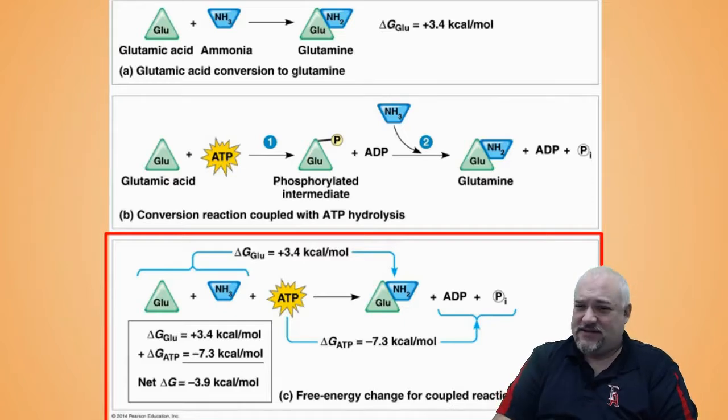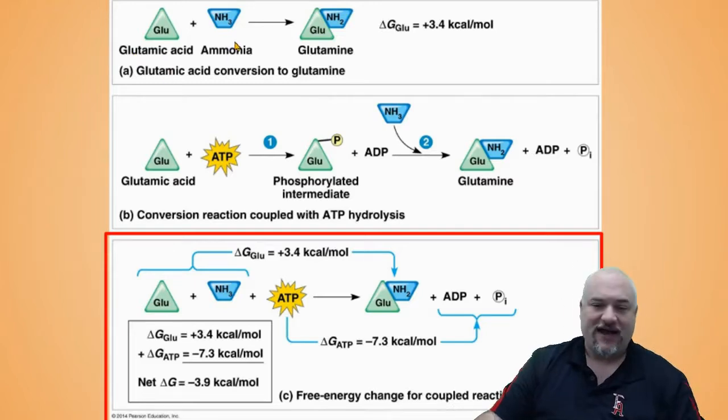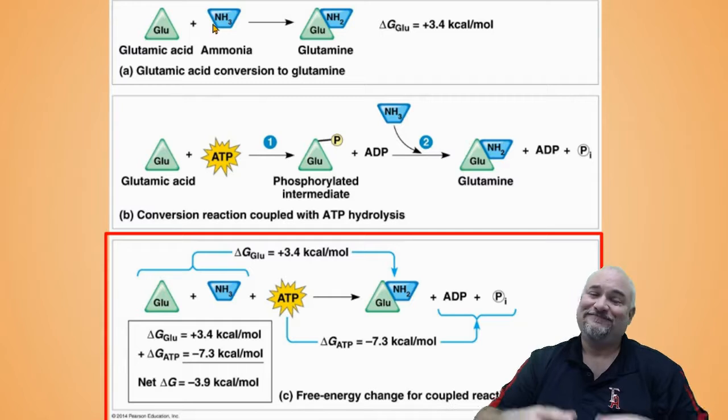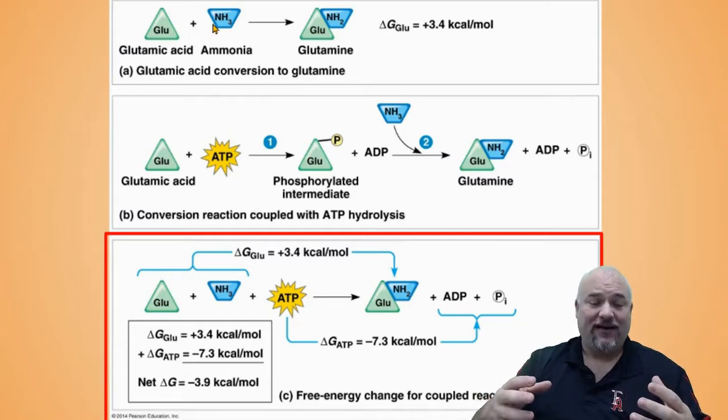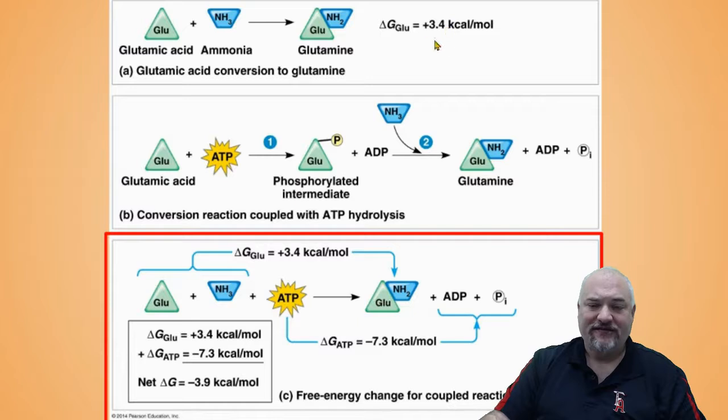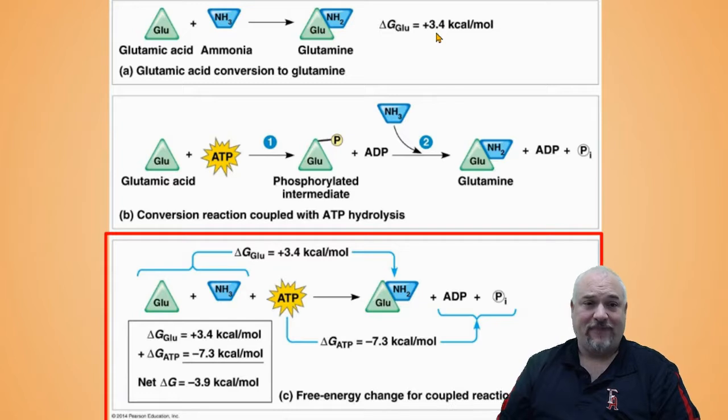So let's take a look at this in terms of the energy. Here's just a simple reaction: glutamic acid and ammonia. You don't need to memorize this reaction. But putting these two things together, making it more complex, that's endergonic. It takes energy to do that, so we get a positive G, plus 3.4. It takes 3.4 kilocalories per mole for that reaction to happen. We need to add energy to make that happen.